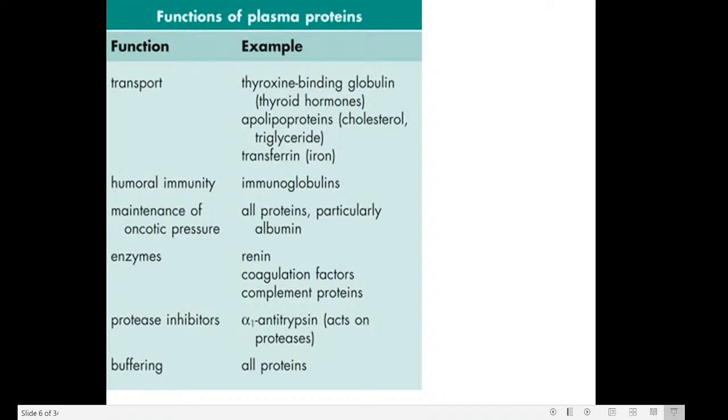Okay, next thing here is the function of humoral immunity. Humoral immunity fully depends on immunoglobulins. This humoral immunity is fully dependent on the immunoglobulin. In this immunoglobulin, we can see it everywhere.